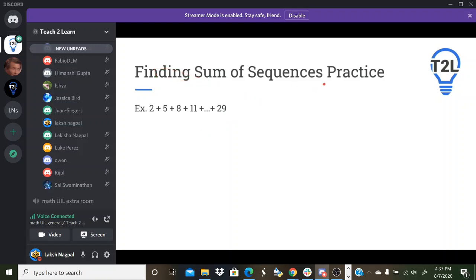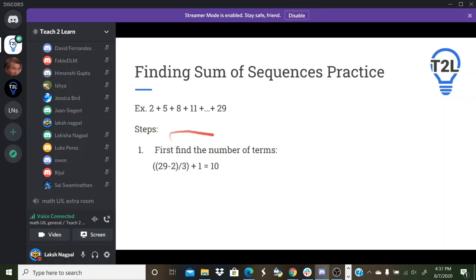2 plus 5 plus 8 plus 11 all the way up to 29. If you already know the answer, you can go ahead and say it. But the way you would work this is you would look at the steps and first find the number of terms. The number of terms is the largest number minus the smallest, so the last minus the first. Then divide by the step size, and we see here 5 minus 2 is 3, so it increases by 3. Then you divide by 3, so we have 27 divided by 3, which is 9, plus 1, and you get 10. That's the number of terms.